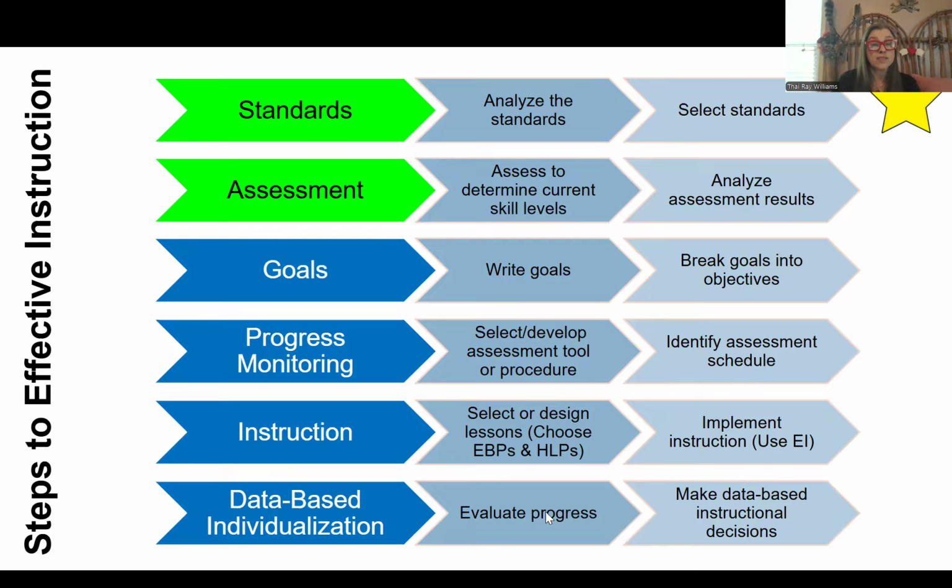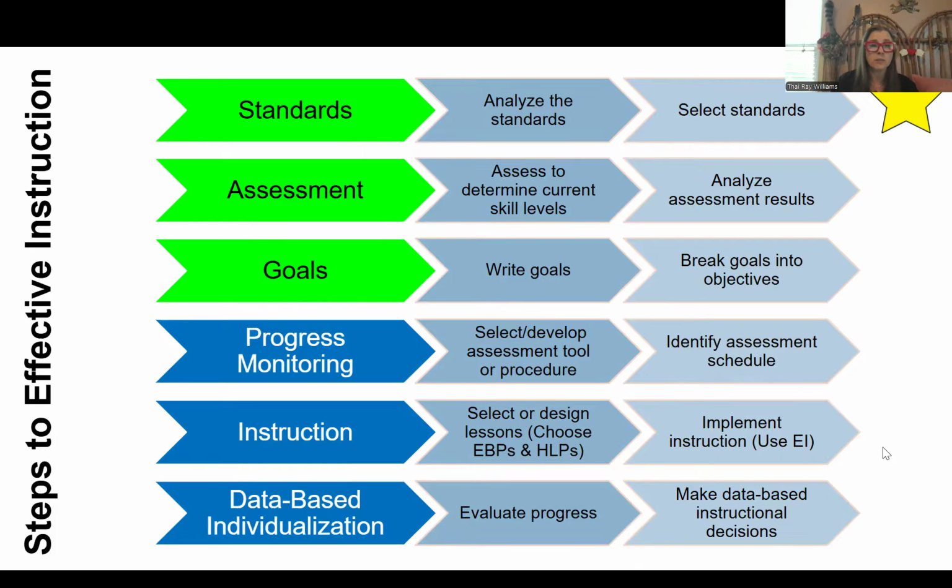So now that I know what standard I'm going to be teaching, I've looked at my assessment, I know where my students are. Now I'm going to write those goals. I'm going to look at the IEP, see where is their alignment, or you know what, I'm getting ready to write the IEP and I need some goals, and I'm going to pull those goals from the standards. So you're going to write your goals, and then you're going to break those goals into smaller objectives. Remember, the goals are very broad. We want to break those into smaller, manageable, teachable steps, and those are our objectives.